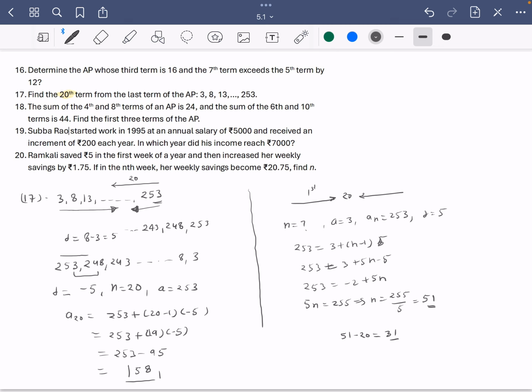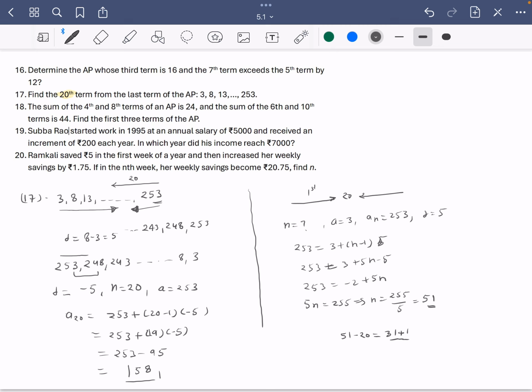But we need to add one more. Why? Because we are calculating the difference between numbers, we are not counting one number with it. We are calculating the difference, not the number of terms. If we add 1, then we will have the number of terms.